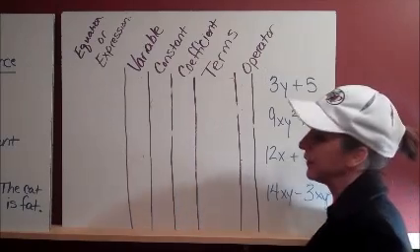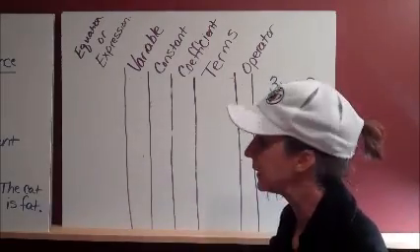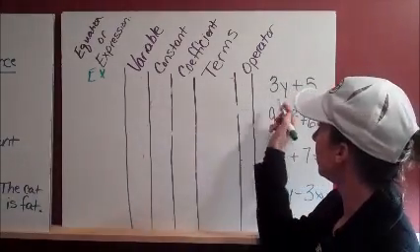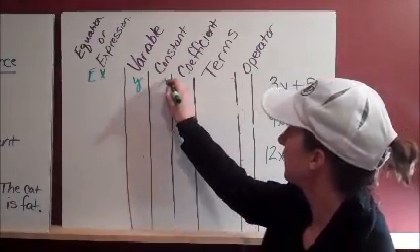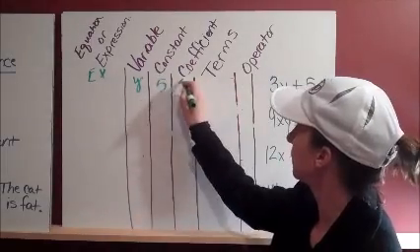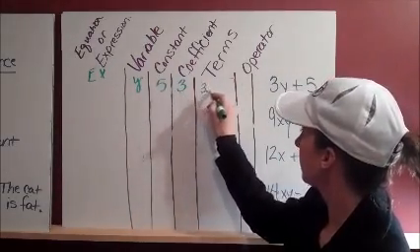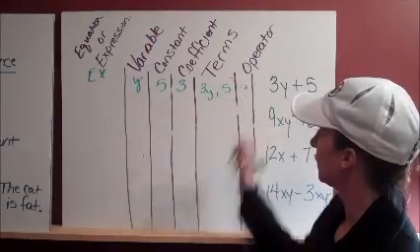Alright, let's see how you did. 3y plus 5. No equal mark, no complete sentence. It is an expression. The variable is the letter that stands for the unknown. Y, the constant, is 5. The coefficient is what is attached to the variable, which is 3. The terms, 3y is a term, 5 is a term. The operator is multiplication and addition.